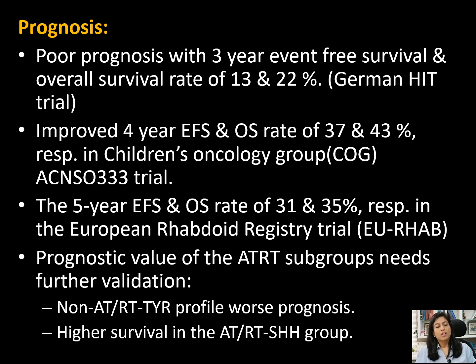Coming to prognosis, these patients have very poor prognosis, and you can see there are various trials, that is of the German group and the Children's Oncology Group or the European Rhabdoid Registry trial group. So the overall survival or the event-free survival rate, you can see, varies from 3 to 5 years. Prognostic value of ATRT subgroup needs further validation. The non-ATRT TYR profile has worse prognosis, and there is higher survival in patients with the ATRT SHH group.